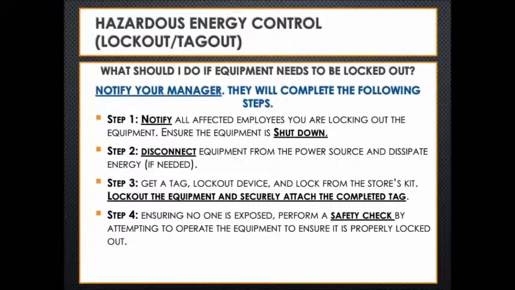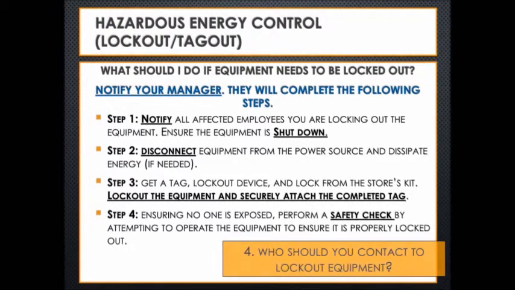Step 3. Get a tag, lockout device, and lock from the store's kit. Lock out the equipment using an appropriate device. Using the examples we saw before, this could mean locking the forklift key in a box or using a lockbox over the plug of the equipment. Complete the tag and secure it in an obvious place, such as the place you would normally turn on the equipment. Step 4. Finally, after checking to make sure no one is exposed, perform a safety check on the equipment by attempting to turn it on or operate it.